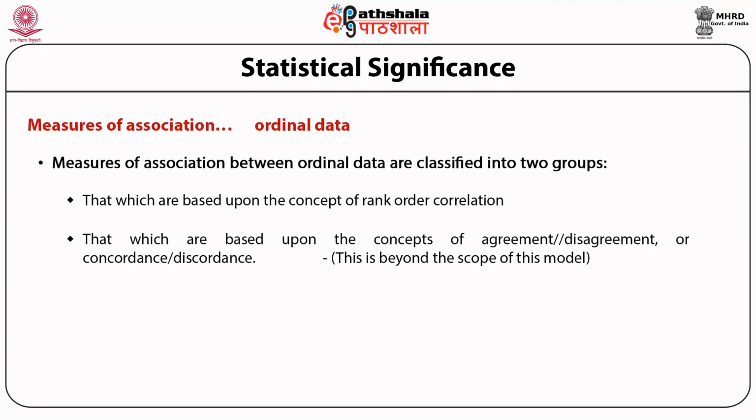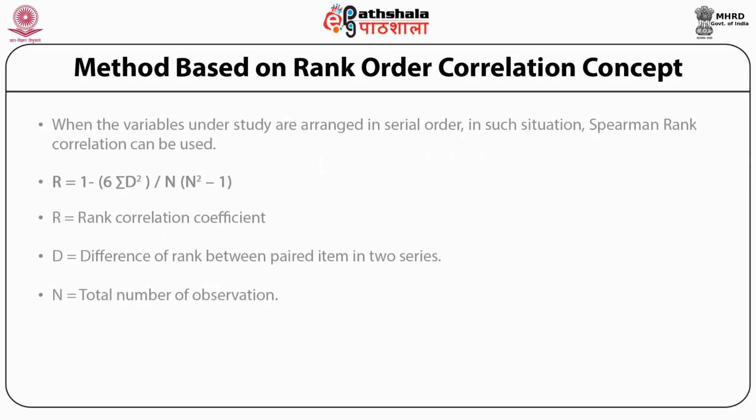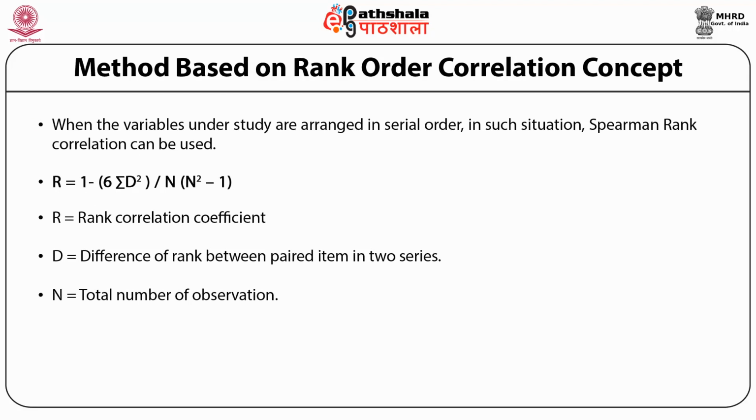Measures of association for ordinal data. Here we are concerned with rank correlation, and it can be measured with the help of the rank correlation, or we can also say the Spearman coefficient of correlation. Here you can see the formula to calculate the Spearman coefficient of correlation. Here D is the difference of ranks between paired items in two series, and N is the total number of observations.